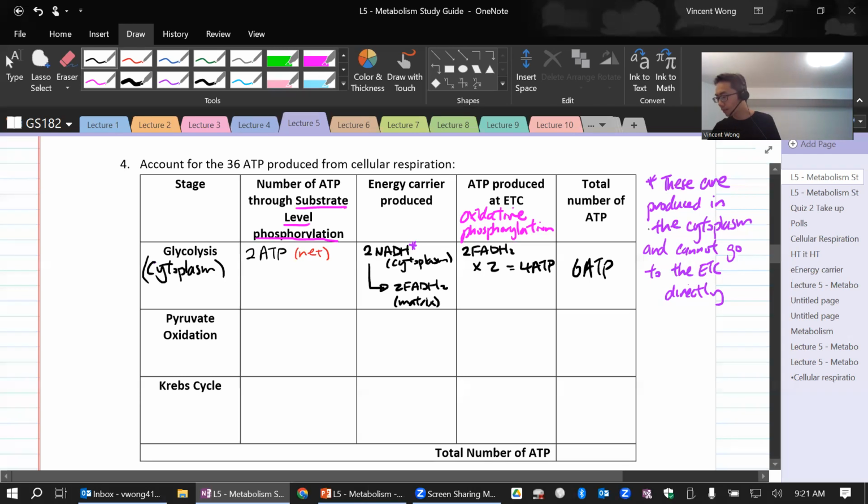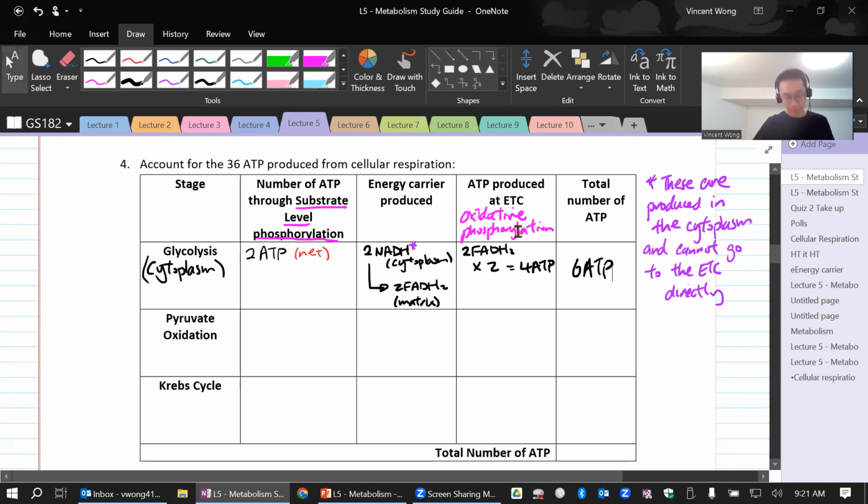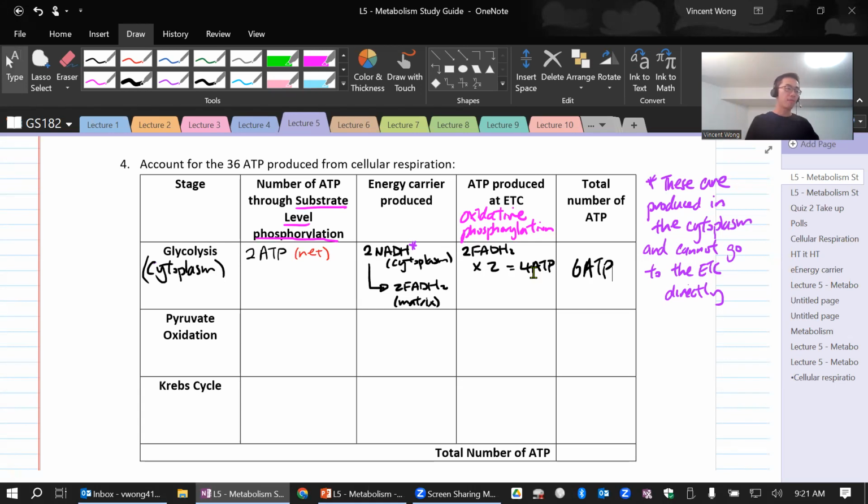So the ATP produced at the ETC is the oxidative phosphorylation? Sorry, I didn't hear the first part of your question. So ATP produced at the ETC is the same thing as oxidative phosphorylation? That's right. Yeah, so the method that is being used is called oxidative phosphorylation. Because it's driven by the oxidation reaction. Those electrons came from oxidation.